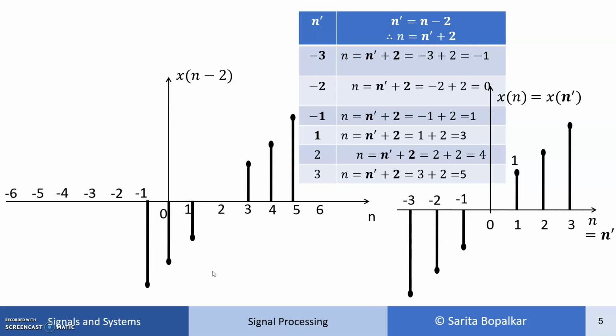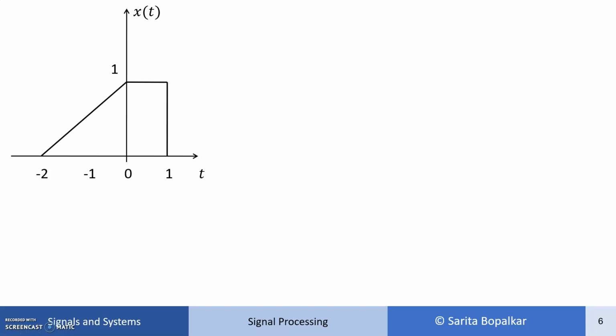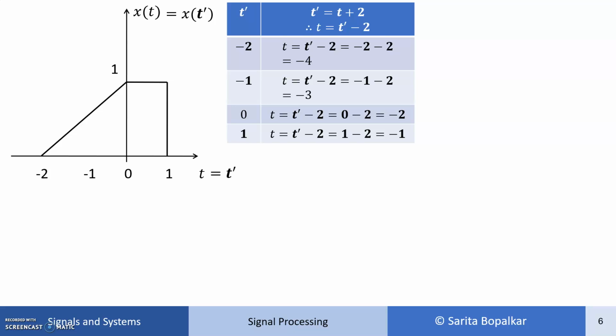Now for the same signal we will do the advancing operation. That means we will form x of t plus 2. So this is your x of t. We want to obtain x of t plus 2. So we'll mark the original signal as x of t dash. So the time axis becomes t dash and we can make a table. Now this t dash we want to convert to t plus 2. So t becomes t dash minus 2. Then for each value of t dash we'll calculate what is t. That means whatever the amplitude at that t dash will shift to whatever the t we get in the x of t plus 2 sequence.